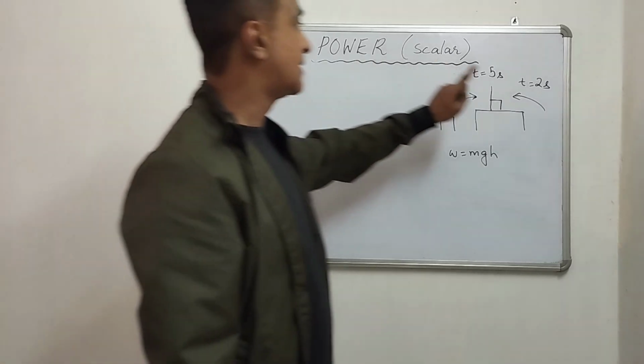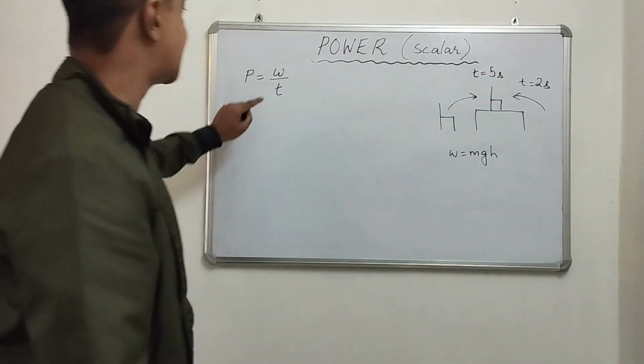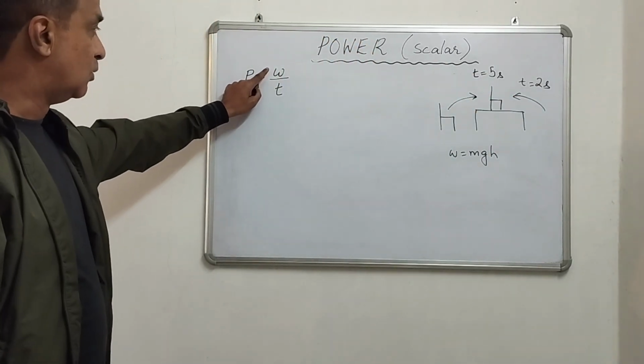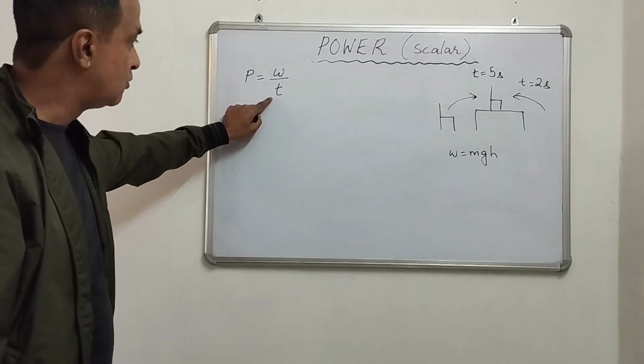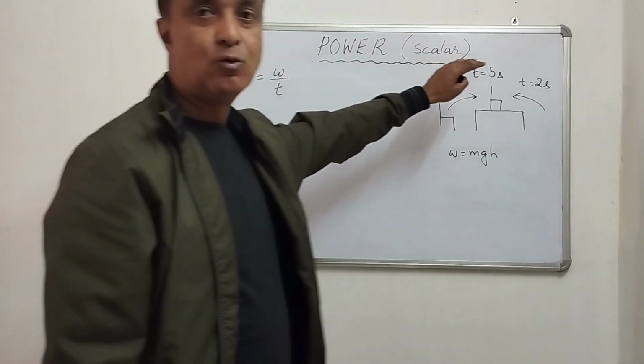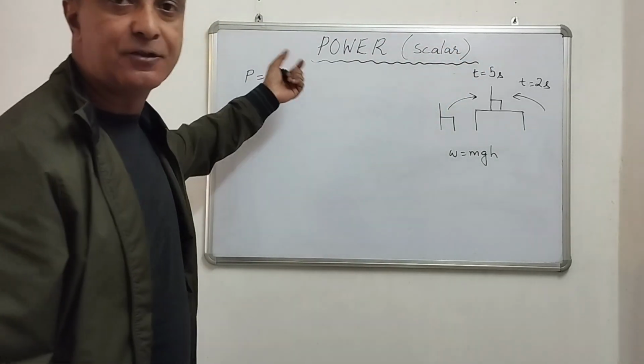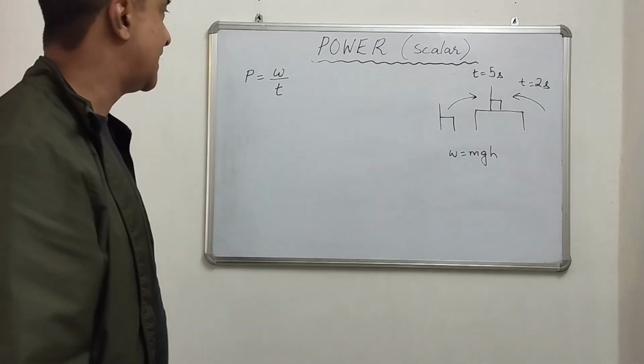Okay? Whereas the second person did the same work in less time. So here, the work is being divided by a smaller time, 2 seconds. So the power developed is more. So power is the rate of doing work, or work divided by time.